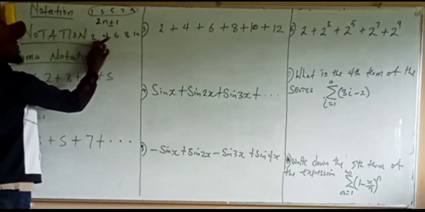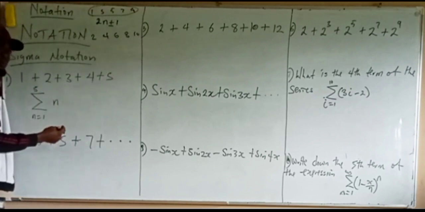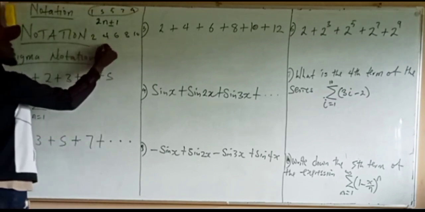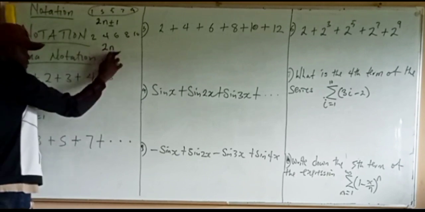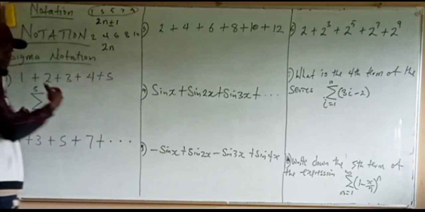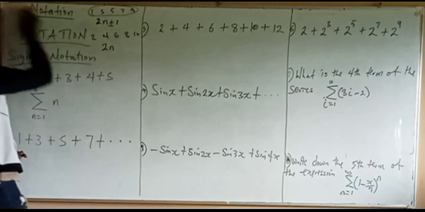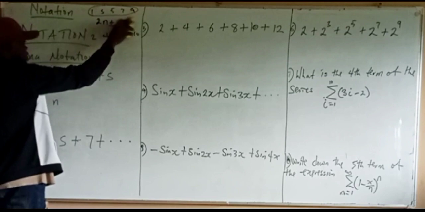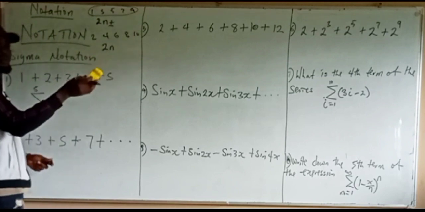Then if you have a set or a series or an expression containing even numbers, use just 2n plus 0, which is just 2n, or 2n plus or minus an even number. So for odd numbers, use 2n plus or minus odd. For even numbers, use 2n plus or minus even numbers.